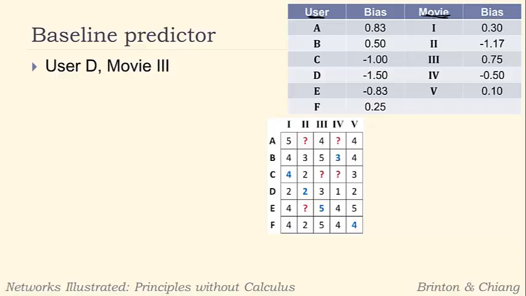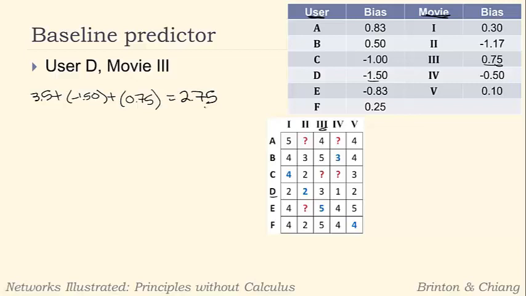We'll do, for instance, user D, movie 3. Remember, we start with the baseline, or the raw average value, of 3.5. Then we add in the bias of user D, which is negative 1.5, and then we add in the bias of movie 3, which is 0.75. Remember, D is a harsh critic, and 3 is a good, quote-unquote, movie. When we work that out, we come up with 2.75.